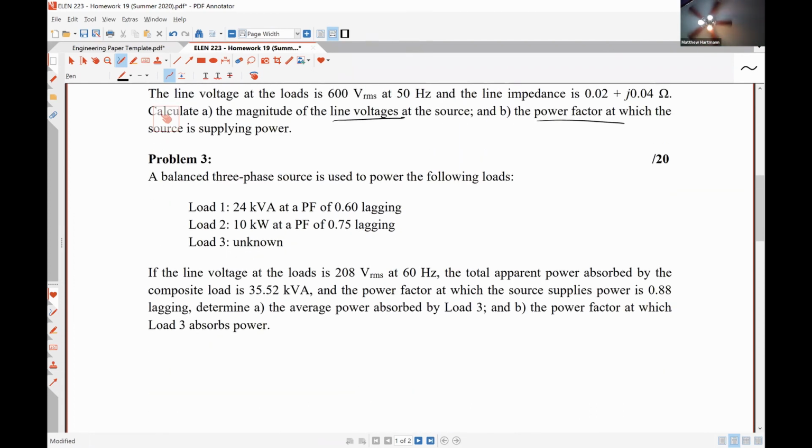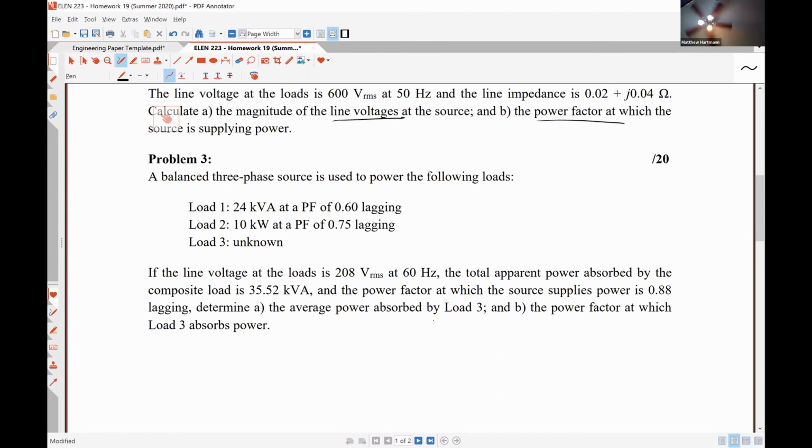Problem 3 here. We are given the specifics for a balanced three-phase system where load 1 absorbs some power, load 2 absorbs some power, and we don't know what's going on with load 3. We're given the line voltages of the loads, we're given the total apparent power absorbed by the composite load, and we are given the power factor at which the source is supplying power. So we have load 1, load 2, load 3 is unknown, and we have enough information to say that S load 1 plus S load 2 plus S load 3 is equal to some specific value, which should allow us to determine what's happening in load 3.